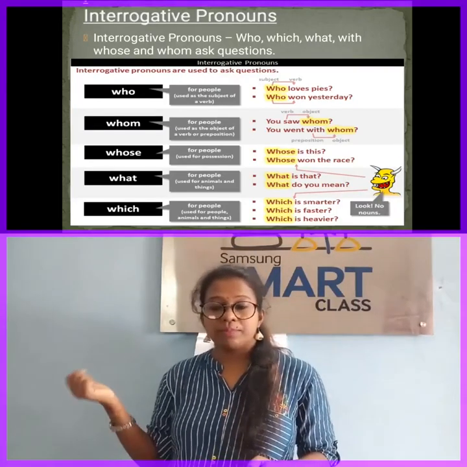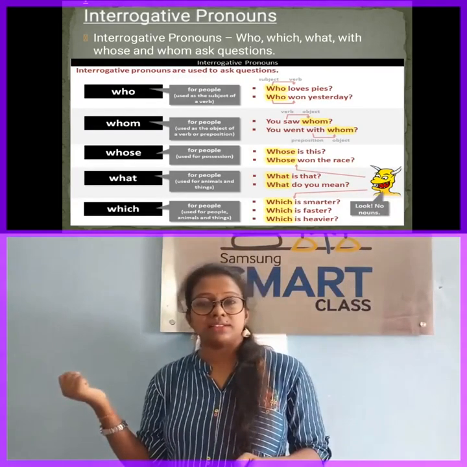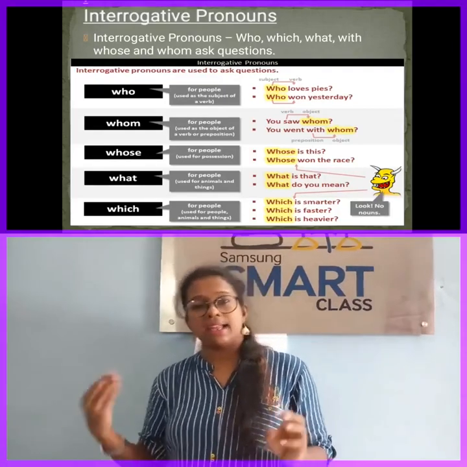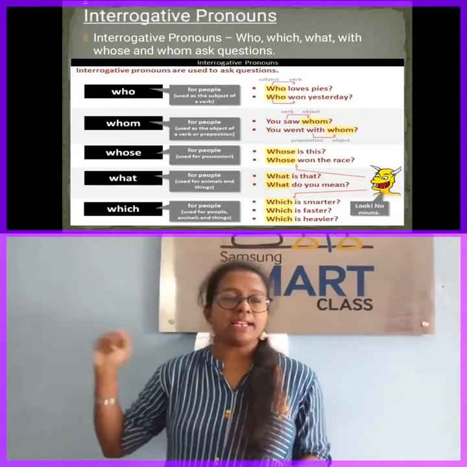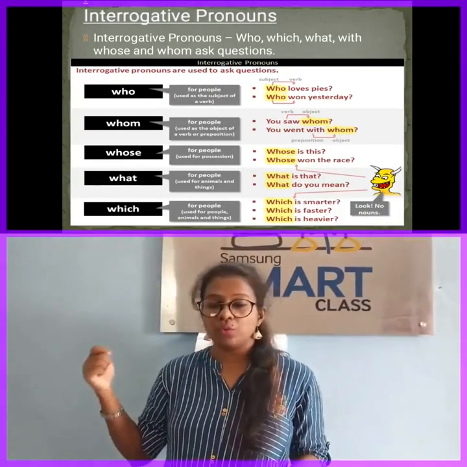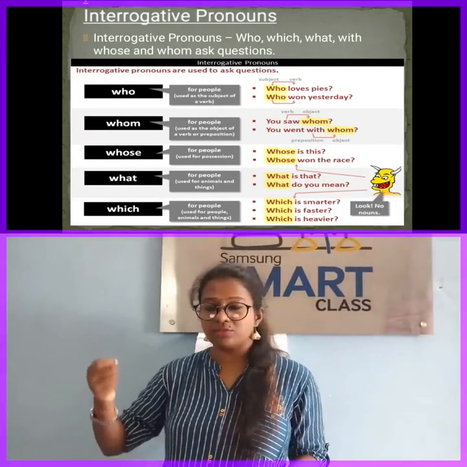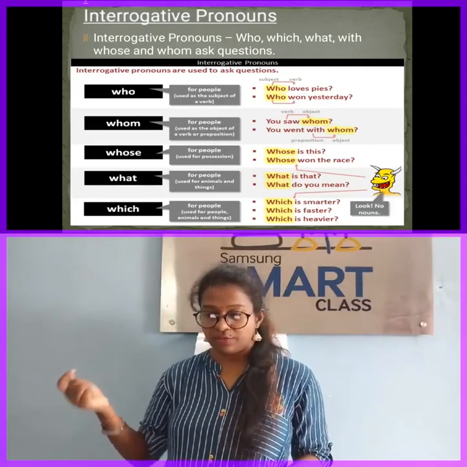What? It is used for people, and it can be used for animals and things. What can be used for people and animals and also for things. If I take the examples, what is this? What do you mean? So this is also the what that has been used here as the subject of the verb.